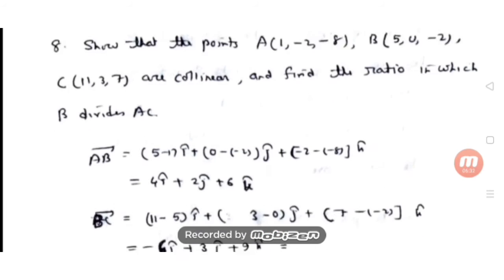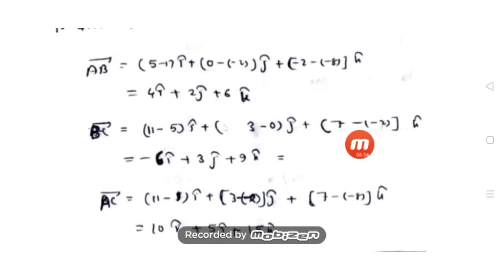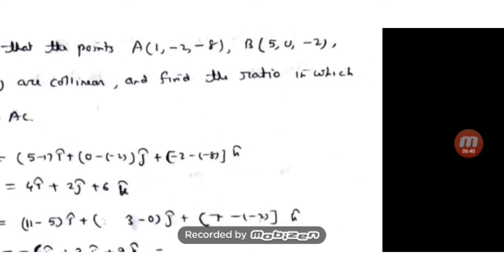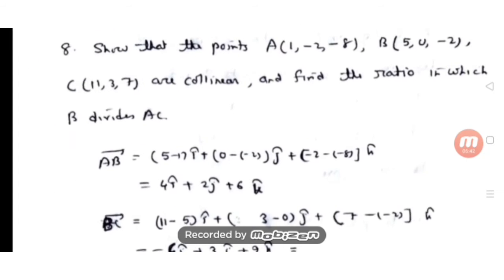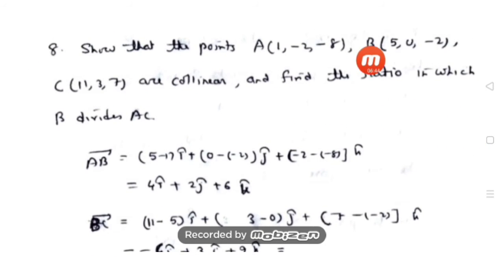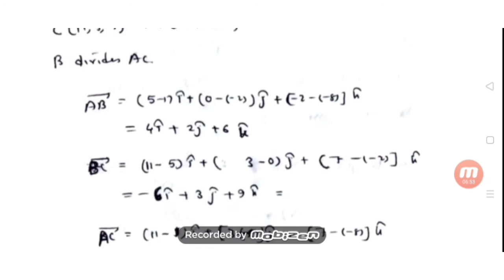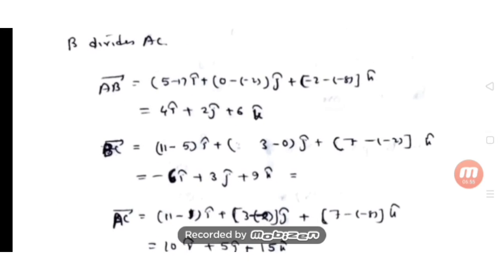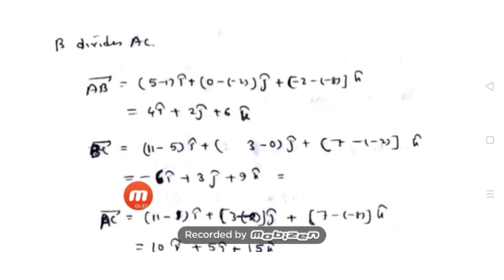Similarly, after AB, I have got BC and CA. BC means position vector of C minus B. You see here, just a minute. 11 minus 5 that is 6. Right? C minus B will be BC. Then 3 minus 0 and 7 minus minus 2. So 11 minus 5, sorry, it should be positive 6, okay, 11 minus 5 is 6 i cap, then 3 minus 0 is 3 j cap.